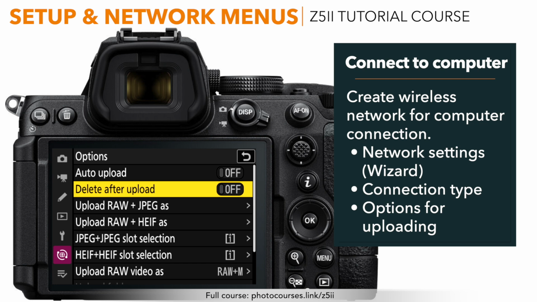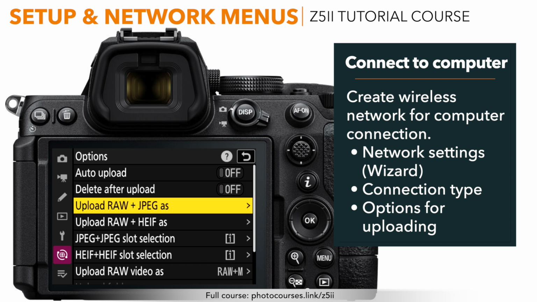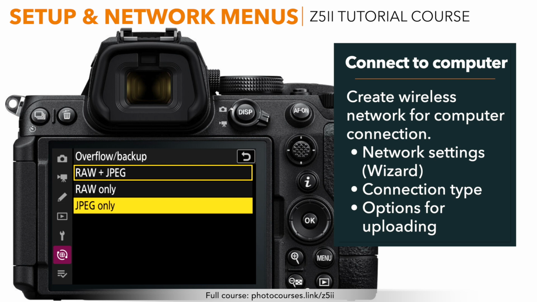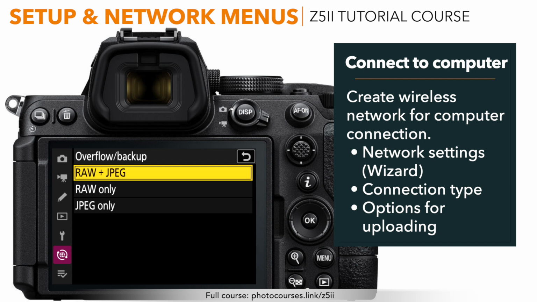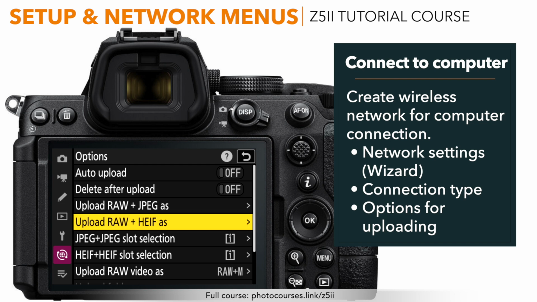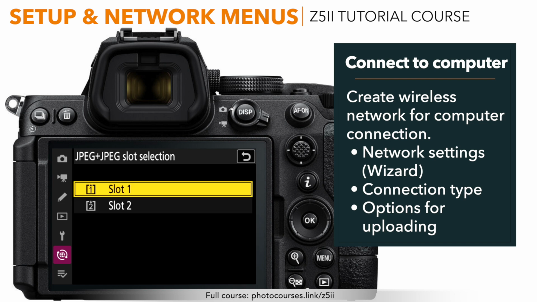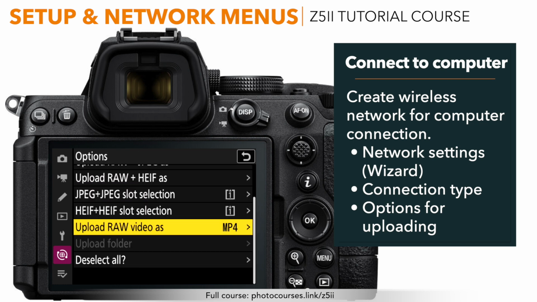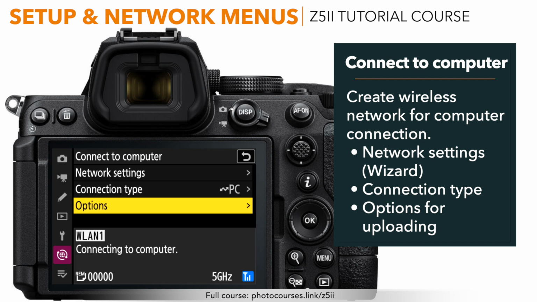You can delete images from the camera after upload, which I don't think is ever a good idea. You can choose whether those files are uploaded as RAW plus JPEG or HEIF files, or just JPEG or HEIF files. Those RAW transfers, if you have RAW selected, that's really going to slow things down. You can also choose the source memory card for automatic upload, upload all photos in a folder, and also deselect or unmark all images for transfer. And that's going to stop everything that's already been marked for transfer.